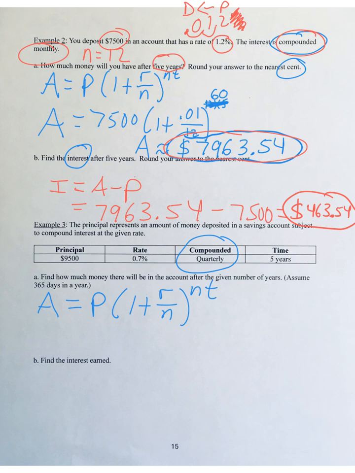Let me go ahead and write off to the side what we're going to plug into all of the variables on the right side of the formula. Because it says find out how much money there will be in the account. So in other words, we are solving for full balance, full amount A. So principal P, well, they tell you in the chart right here, that's $9,500.